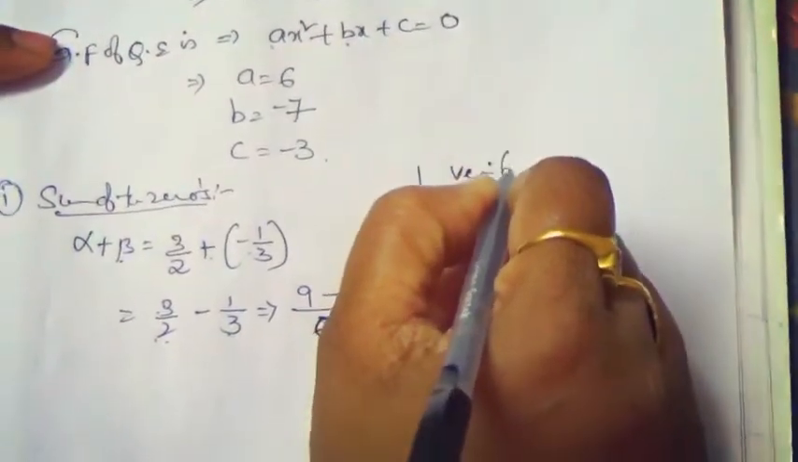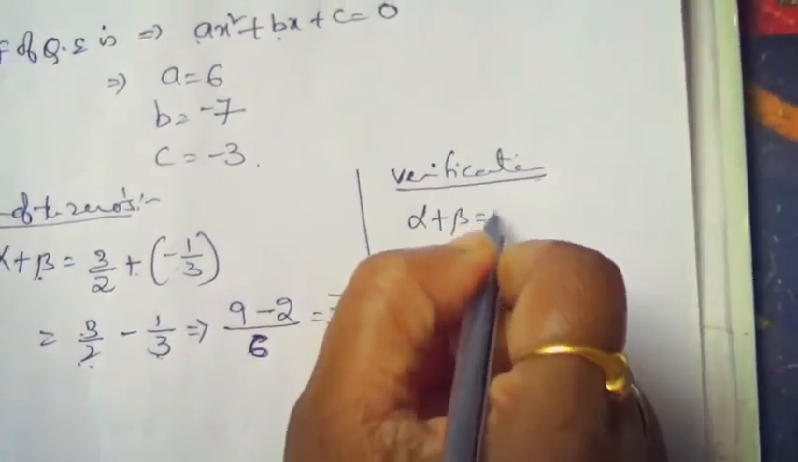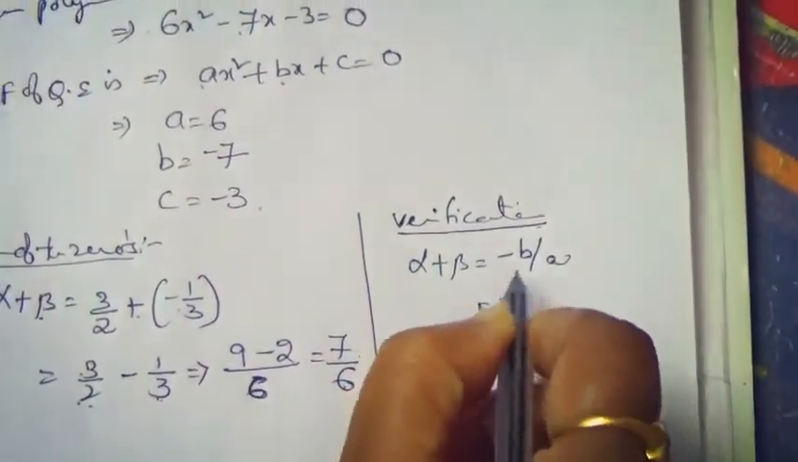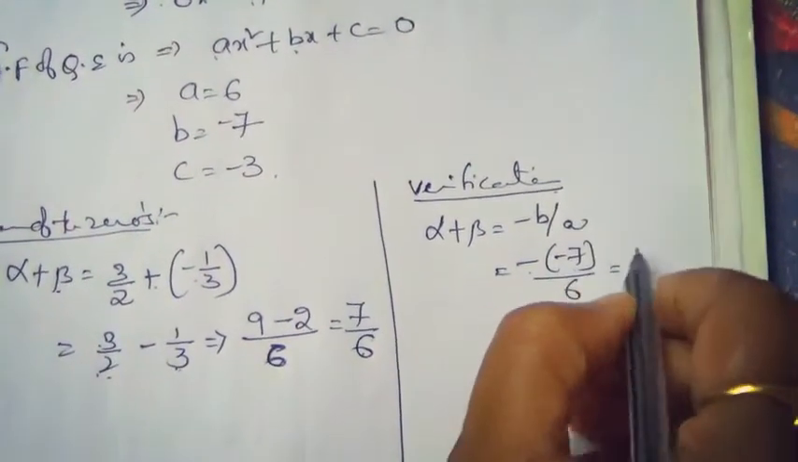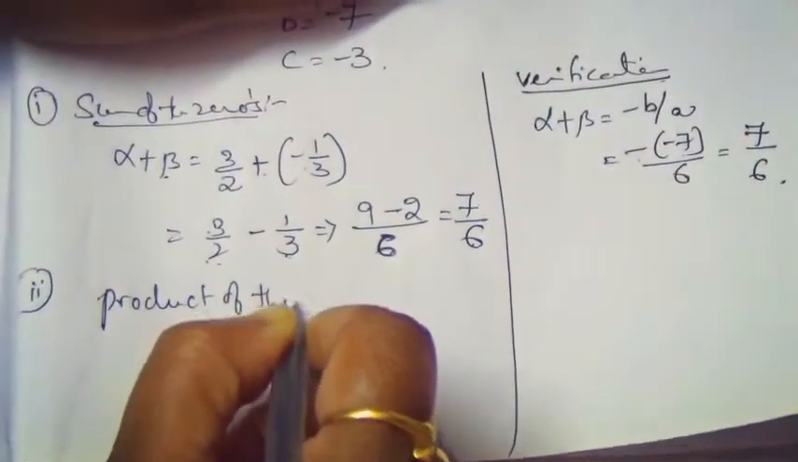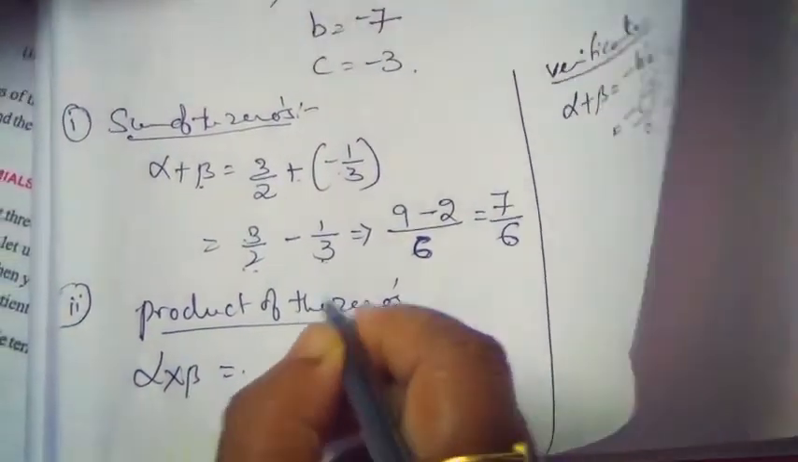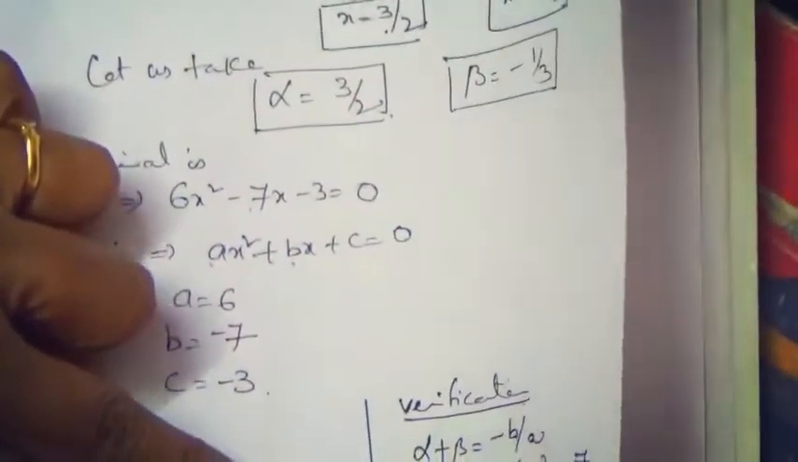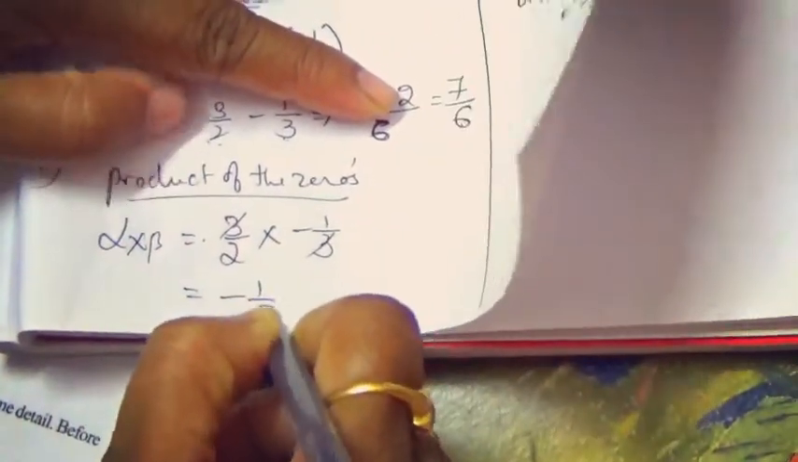By verification, alpha plus beta is equal to minus b by a. What is the b value? Minus of minus 7 by the a value, which is 6, that is equal to plus 7 by 6. So these two values you will get are the same, right? Next one is the product of the zeros. So alpha into beta, that is equal to, alpha value is 3 by 2 into beta value is minus 1 by 3. 3 cancel, then you will get the answer as minus 1 by 2.